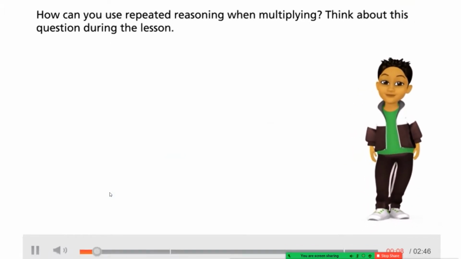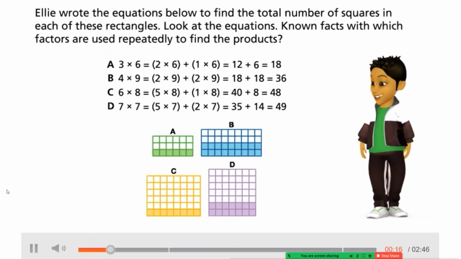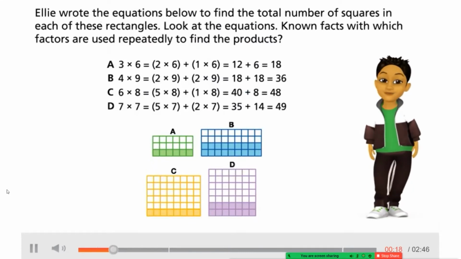How can you use repeated reasoning when multiplying? Think about this question during the lesson. Ellie wrote the equations below to find the total number of squares in each of these rectangles. Look at the equations. Known facts with which factors are used repeatedly to find the products.